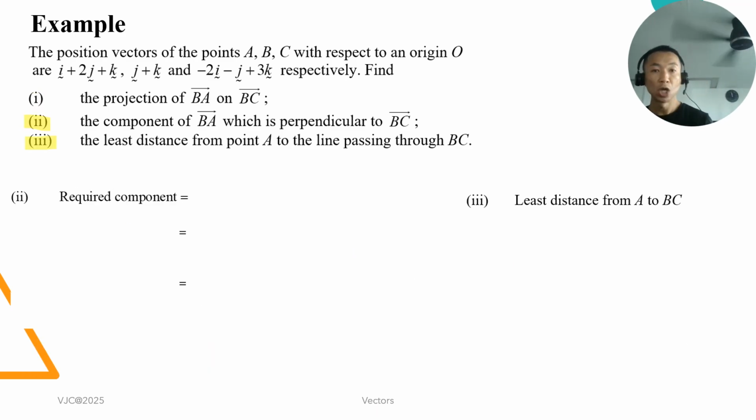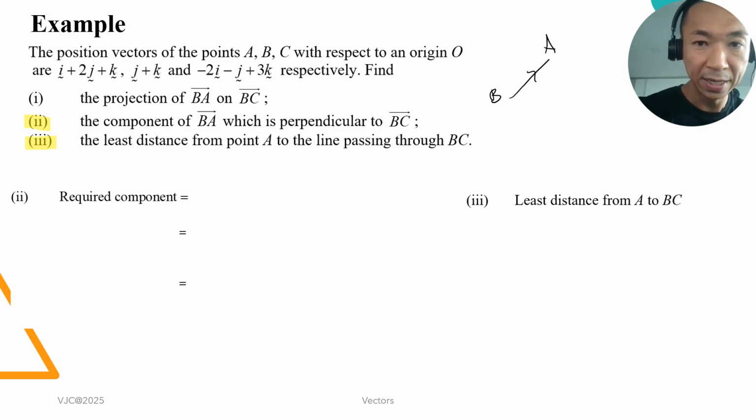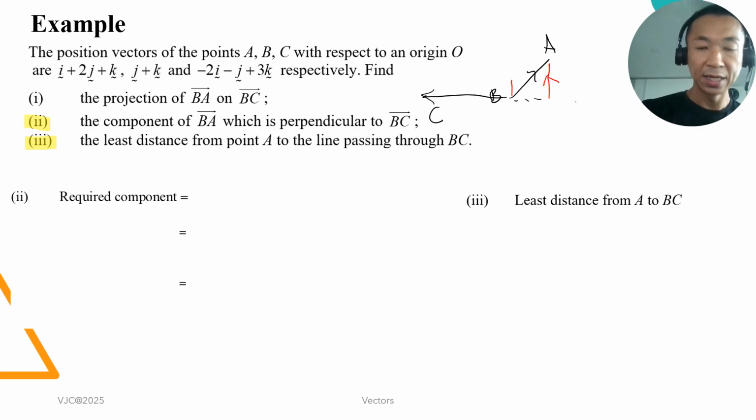The second part, you want to find the component of BA that is perpendicular to BC. Now, if I can draw the diagram again, this is BA, and we now know that this is BC. You want to find the component of BA that is perpendicular to BC. Essentially, you want this component. Just now, you have already found BA prime in part 1.